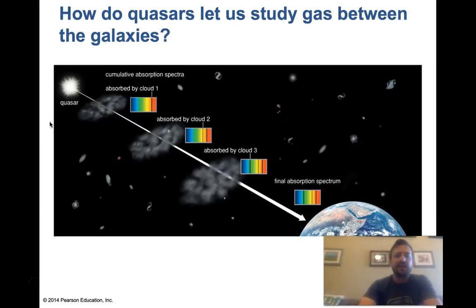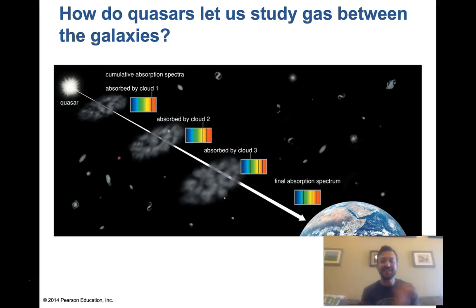Last few slides. Quasars help us look at what is in our universe. And how do they do that? They do it through absorption lines, which we spoke about a few chapters back. Remember, a quasar puts out all types of the electromagnetic spectrum, so it should be a continuous spectrum from gamma rays all the way to radio waves. We should see everything coming through.